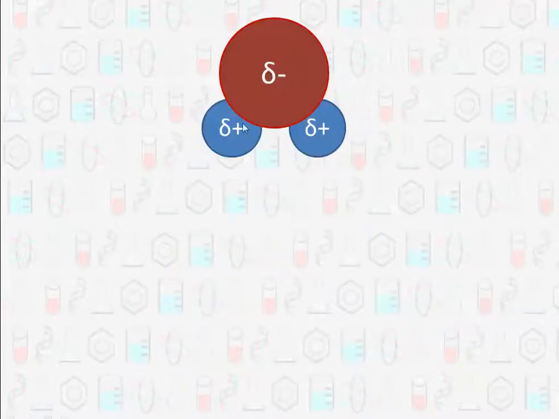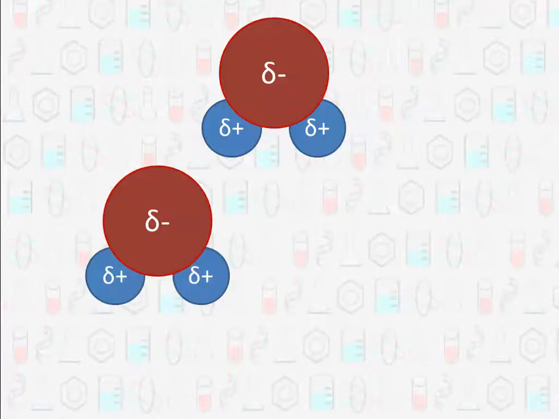Oxygen's partially negative, and each hydrogen is partially positive. Why? Because the negative electrons spend more time with oxygen, making it slightly negative. What happens if another water molecule wanders on by? Well, it's just like magnets. This positive side, this positive hydrogen side, is attracted to the negative side of the second water molecule. And so they're going to form a bond because opposites attract, just like with magnets.